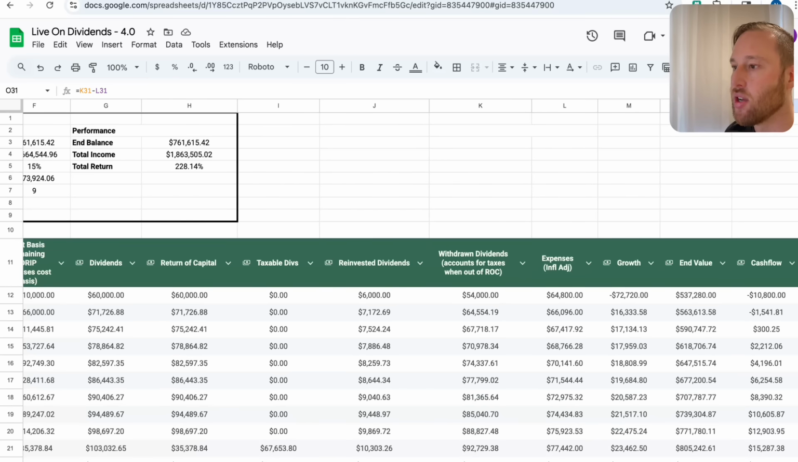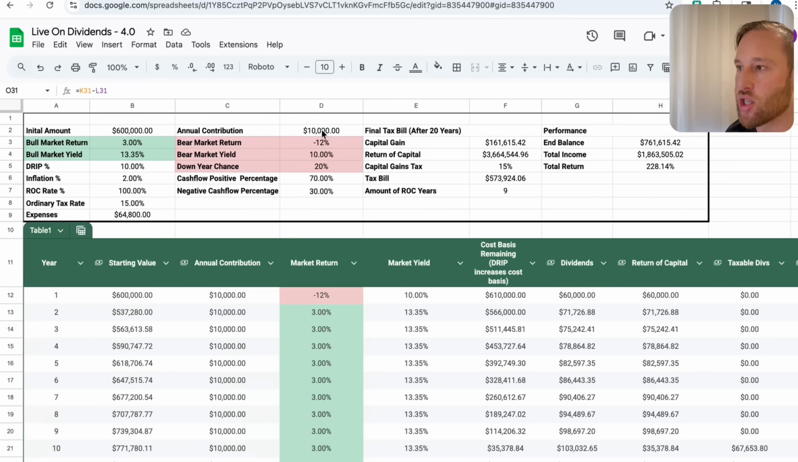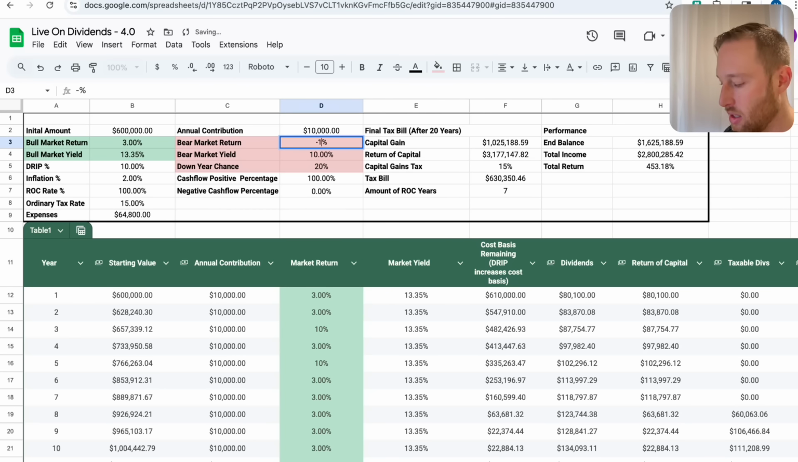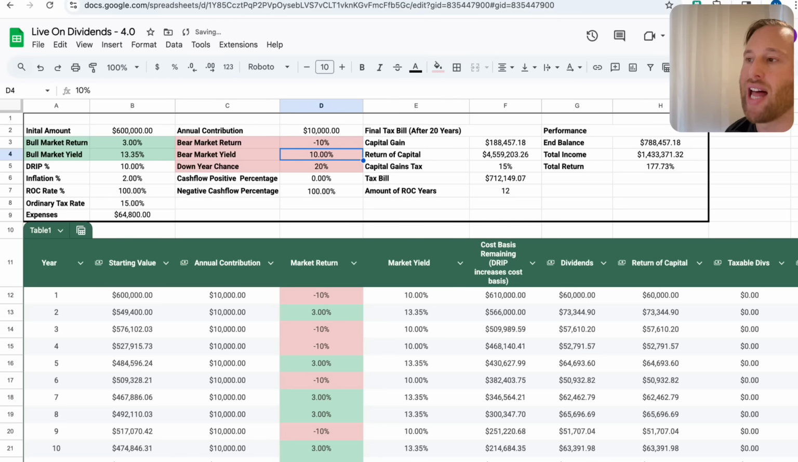All right, guys. So that is the new sheet in a nutshell. And again, all these fields are adjustable. All right. So if you assume, actually, it would be a negative 10% and pretty much flat bear market periods, and that will adjust your setup accordingly. You can adjust this as you see fit, guys.